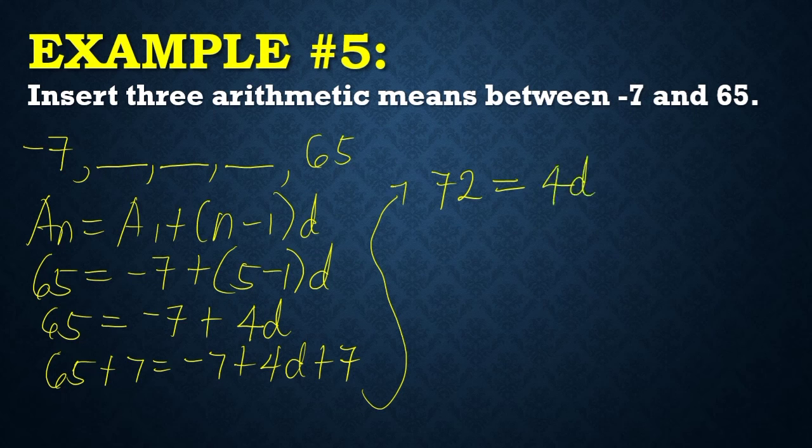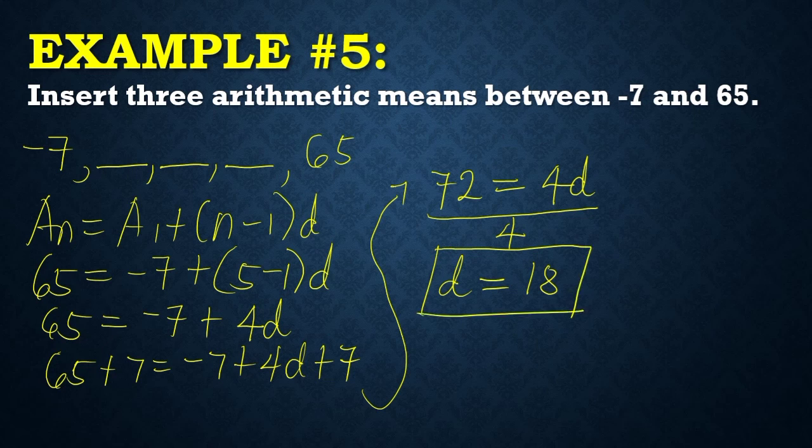And then, we divide the whole equation by 4. So, that is 4d divided by 4, which is d, and then 72 divided by 4, that is 18. So, our common difference is positive 18. So, bakit naging positive na naman dito? Tignan nyo ulit yung mga terms natin. Yung first term natin, negative. And then yung last term natin is positive. So, kitang-kita na increasing. So, i-add natin ngayon.